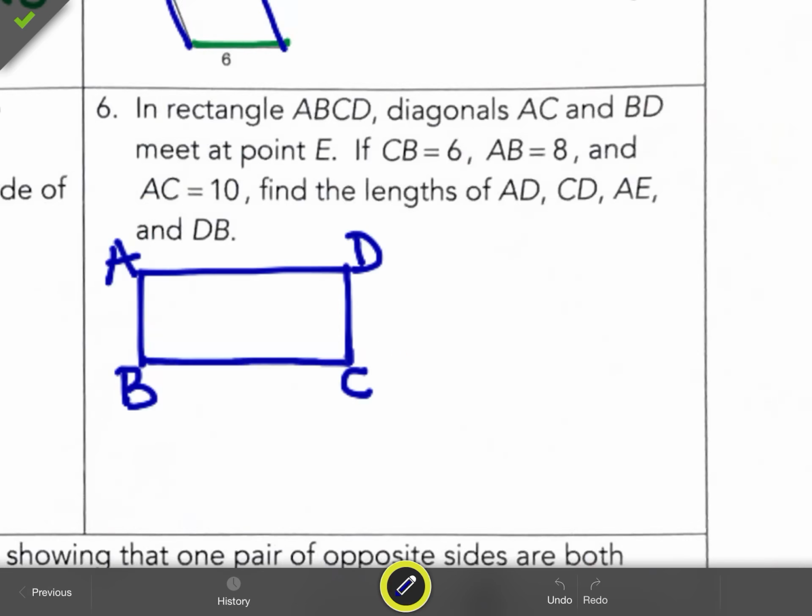So, rectangle ABCD. I could have gone a different direction, but that's how I went. Diagonals AC and BD, so I'm going to draw diagonals. Diagonals go corner to opposite corner through your shape. So there's diagonal AC, there's diagonal BD. They meet at point E, so where they cross right here is point E.